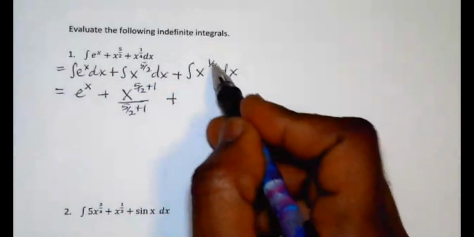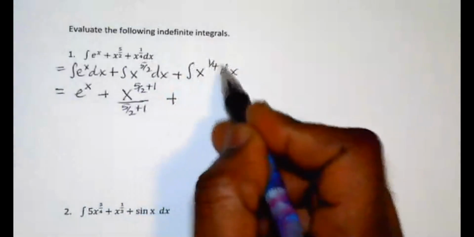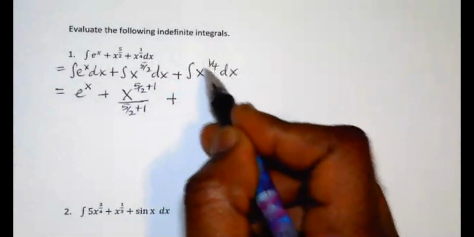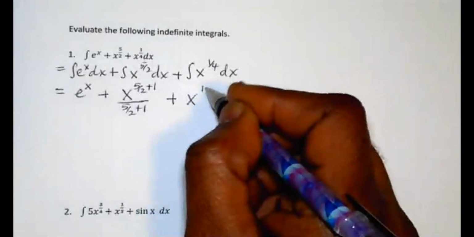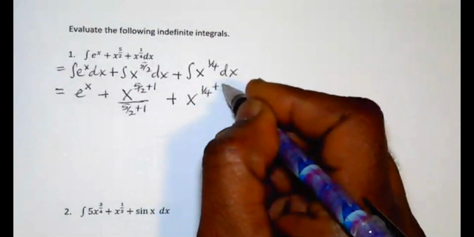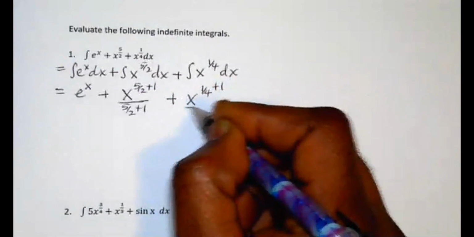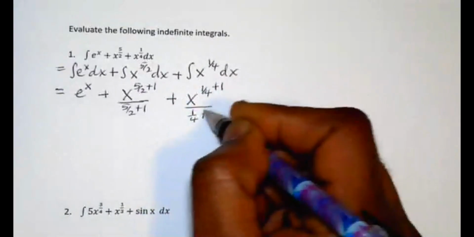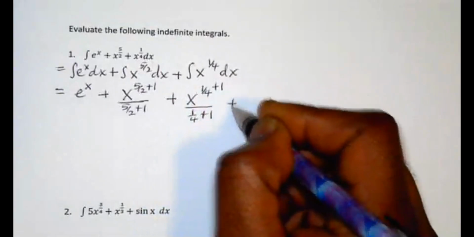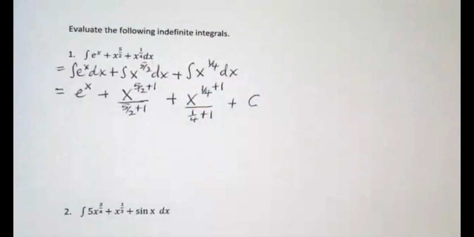Plus, I can do the same thing here, I can apply the anti-power rule because x is raised to an exponent. So add 1 to the exponent, which is 1 over 4 plus 1, and divide by the sum, which is 1 over 4 plus 1. And then plus the constant c.